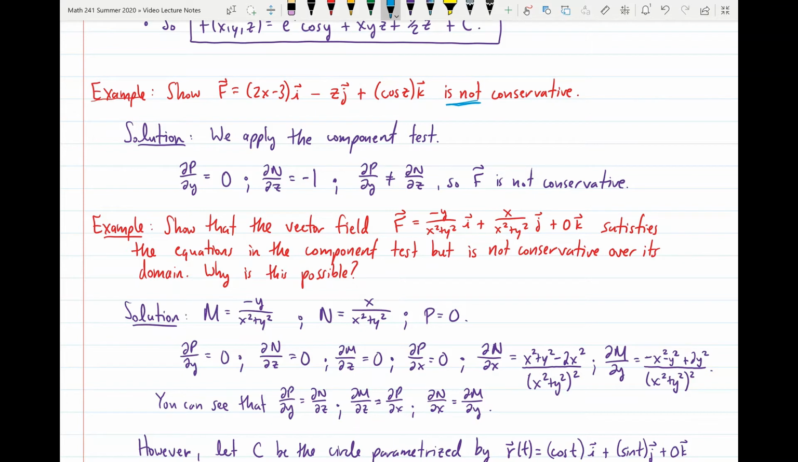So we can just take the partial derivative of P with respect to y, and we get 0. The partial derivative of N with respect to z is equal to -1. And the component test tells us that if F is conservative, then the partial derivative of P with respect to y has to equal the partial derivative of N with respect to z. But this is not the case, as we now see.